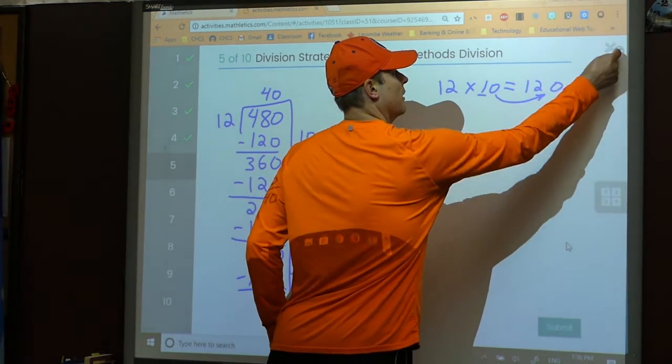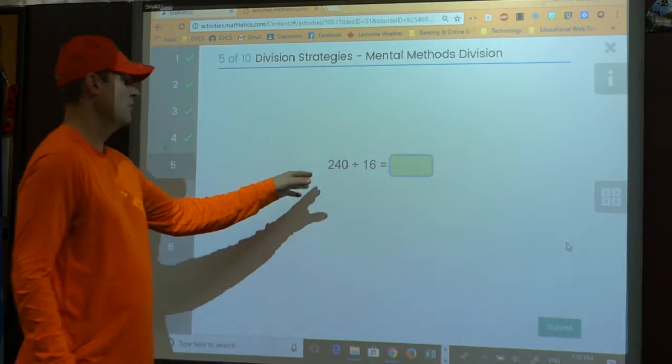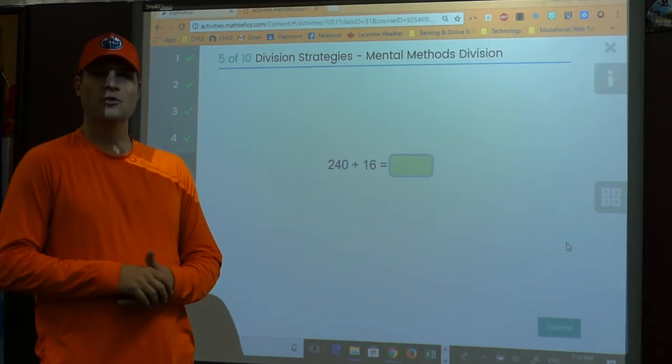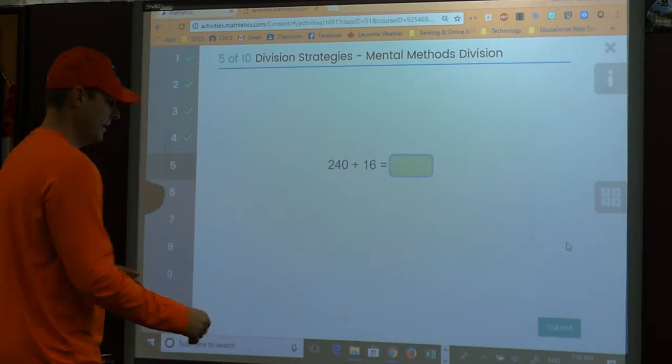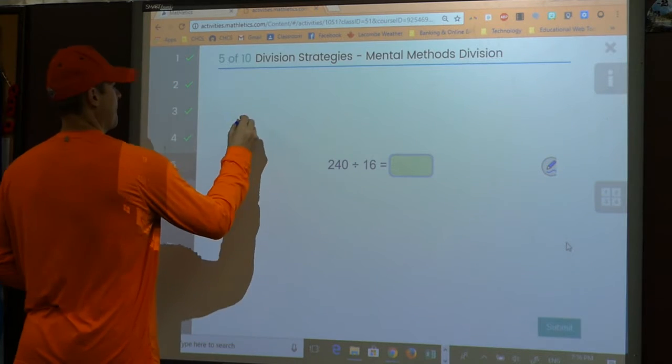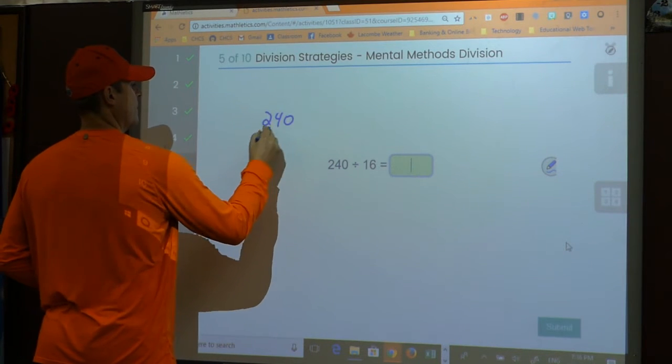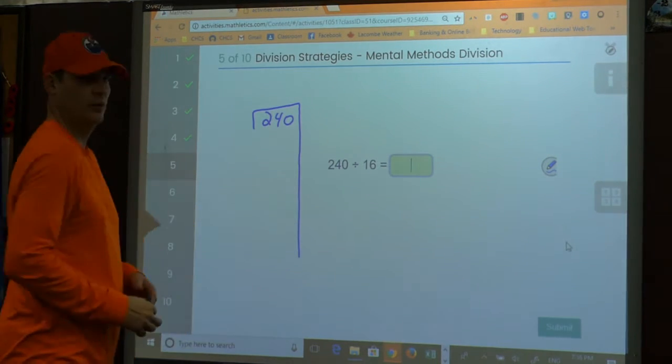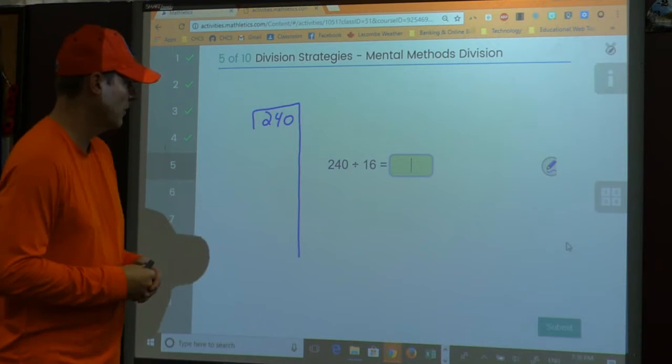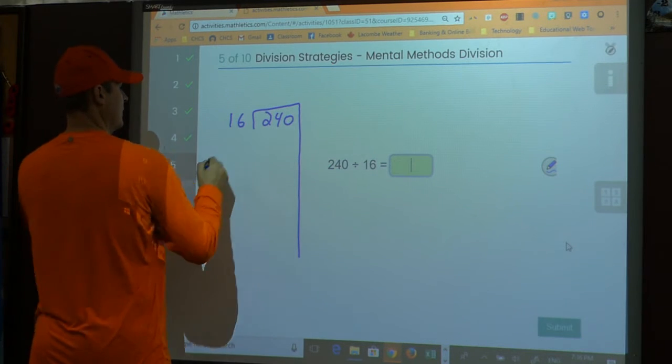Let's just do one more, just to review, here, 240 divided by 16. We can do that. We put our 240 on the inside. We have our 16 here.